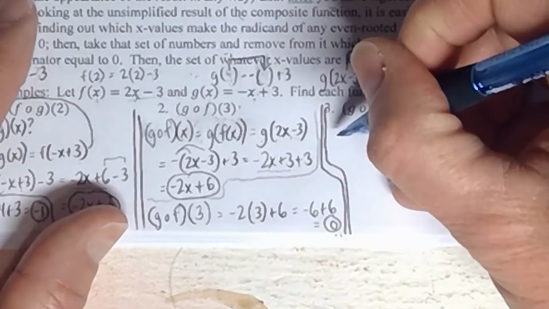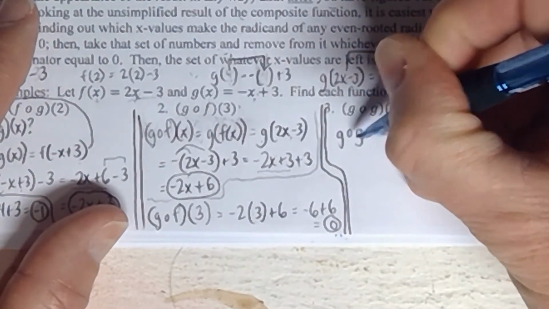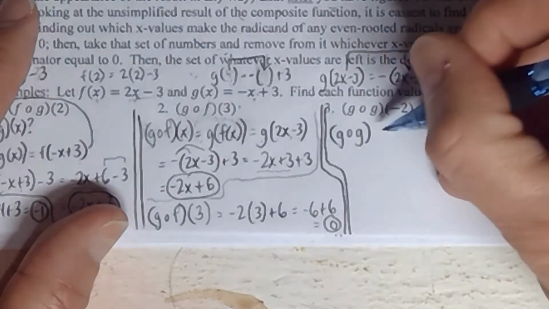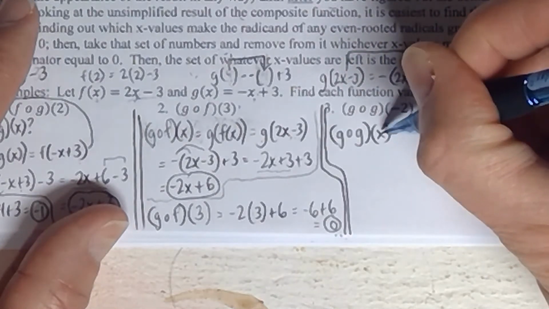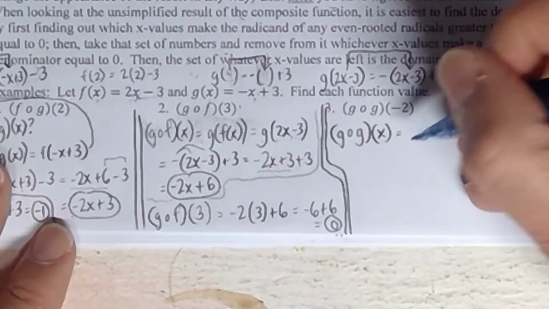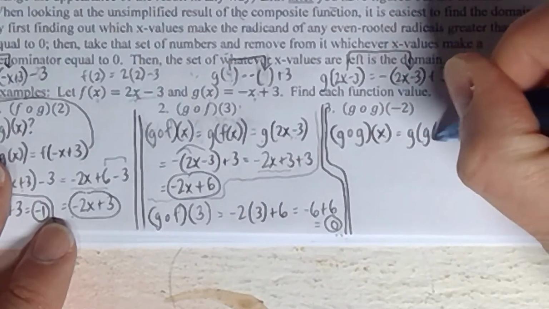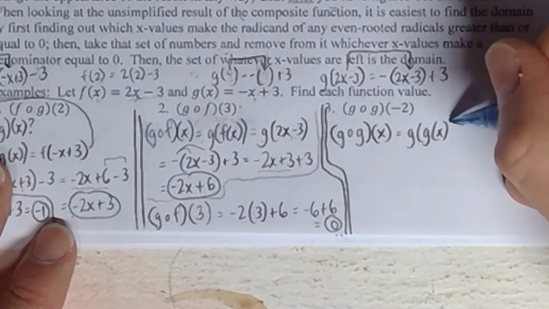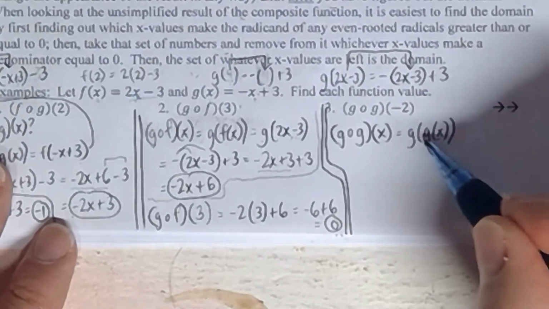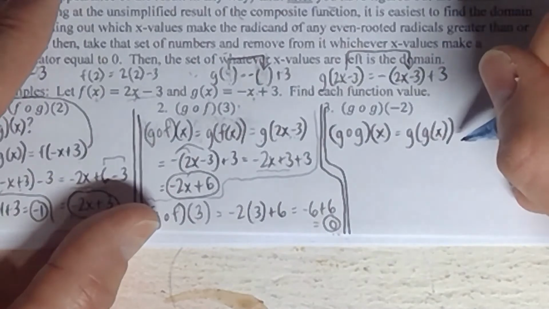Now, last thing here, this one's going to look really unusual. G circle g. Does that even make sense? Yeah, it does. It just means that you're going to plug a function into itself. But the rules are still the same. G is both the outside and the inside at the same time. It's still true that the first letter is the outside and the second letter is the inside.